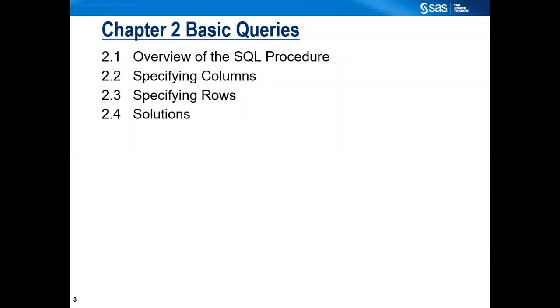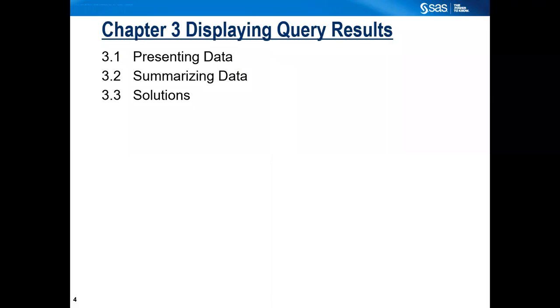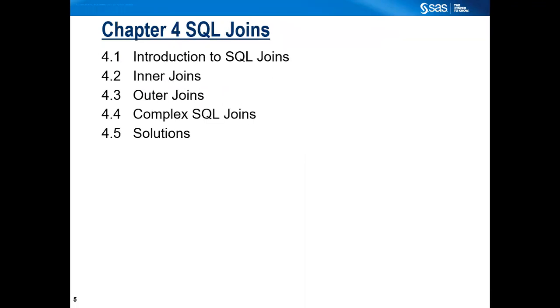Lesson 3 is going to be displaying query results. We'll be presenting the data, and then we'll see how one can summarize the data. Lesson 4 will introduce SQL joins. So what are SQL joins, and what are the types of SQL joins? Okay. So we have inner join, outer join, and complex joins.